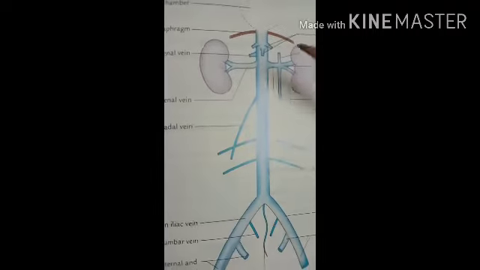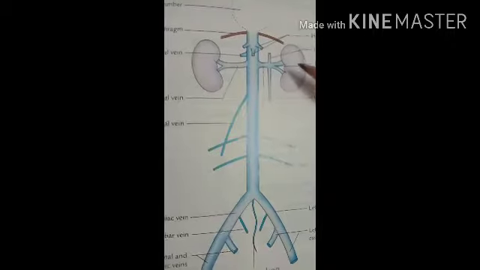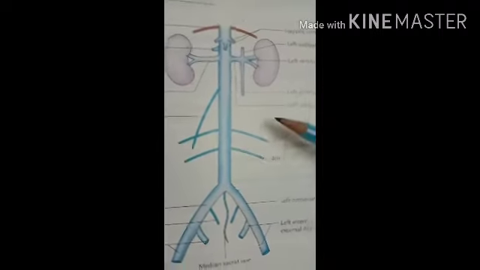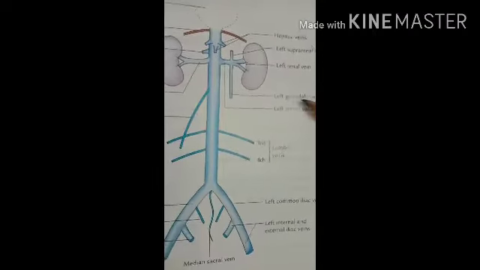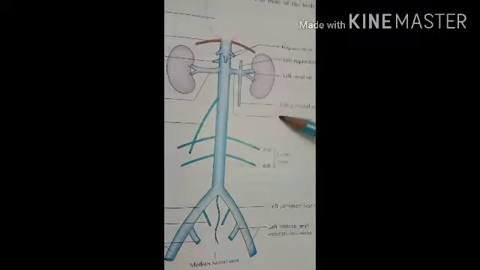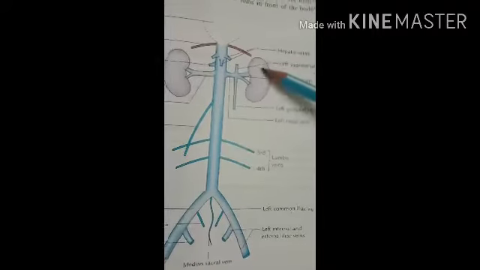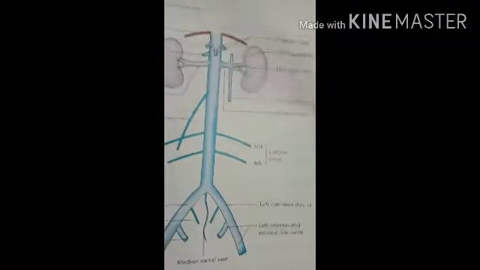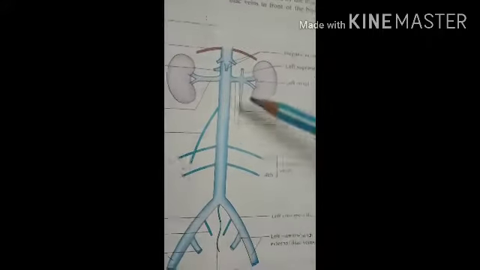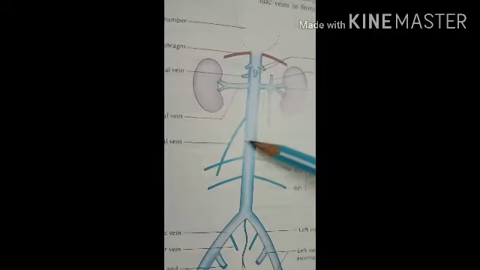Then the left side lateral veins. On the left side, the left gonadal vein, which is testicular in the male and ovarian in the female, enters the renal vein. The left suprarenal vein also first enters the renal vein, and the renal vein then opens into the inferior vena cava.